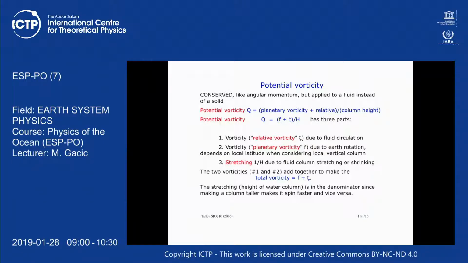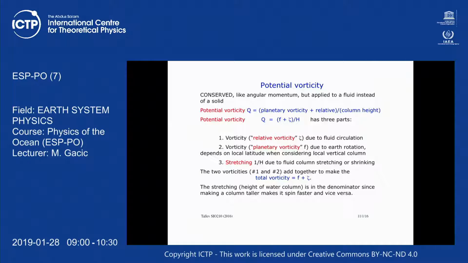Now we are coming to potential vorticity, which, like an angular momentum applied this time to a fluid, is conserved. So potential vorticity is defined as the planetary vorticity plus relative vorticity, as we said before, and it has three parts. One part is the planetary vorticity, which, as I told you before, depends on where the particle or water column is present. Theta is the relative vorticity, which is associated to the horizontal gradients of the velocity. And the third term is the stretching term, which is practically the depth of the water column, which determines whether the water column is stretched or squeezed.